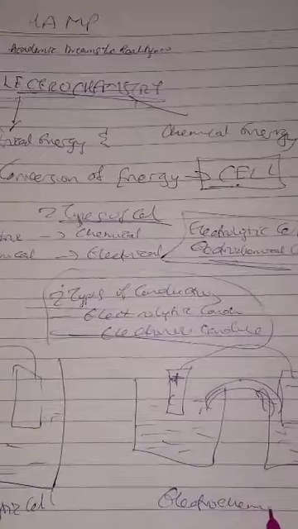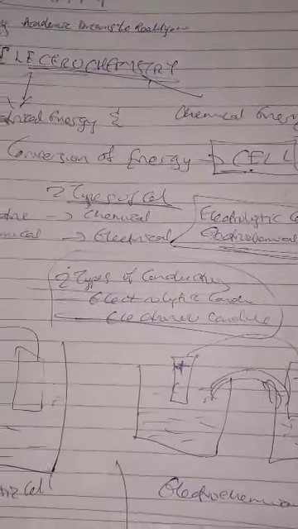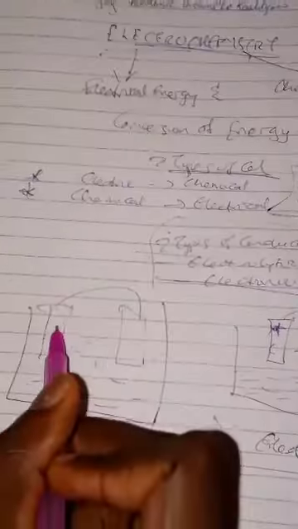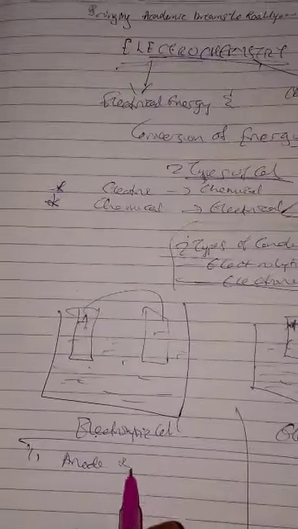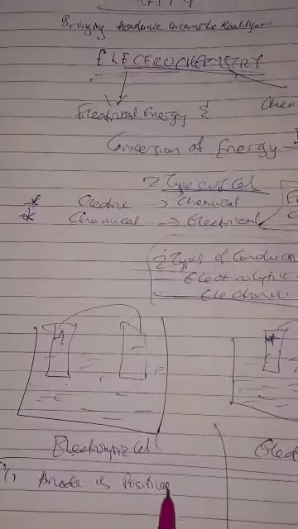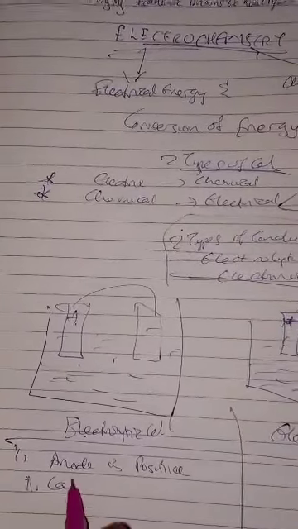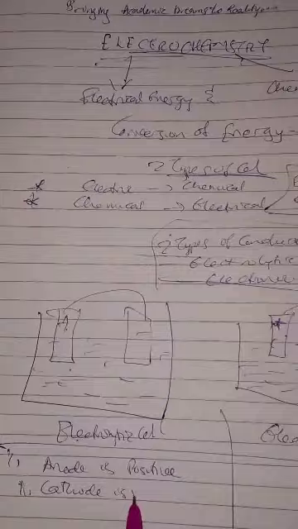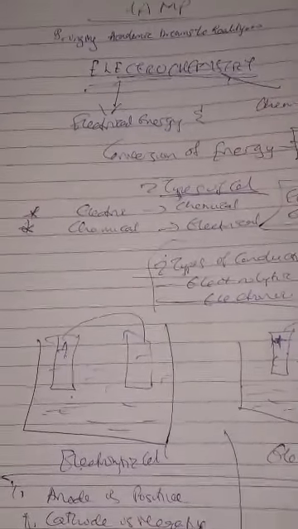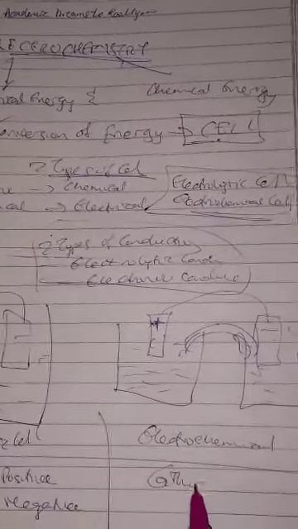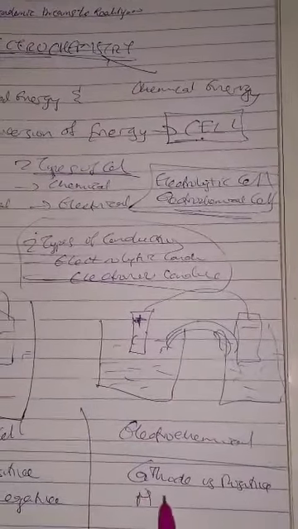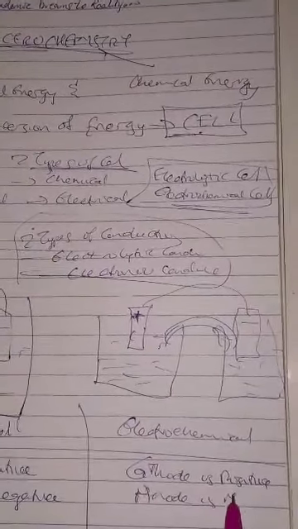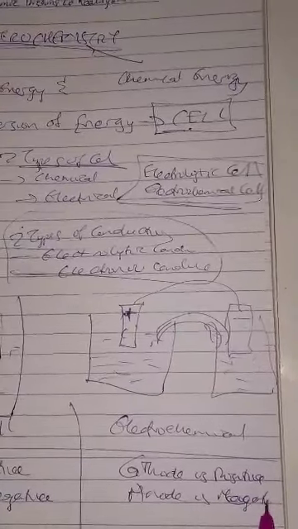So if you're asked to differentiate between an electrolytic cell and an electrochemical cell, what do you say? Here you have positive, you have negative. In an electrolytic cell, the anode is positive. The cathode is negative. While in the electrochemical cell, the cathode is positive and the anode is negative. Do you get it now?